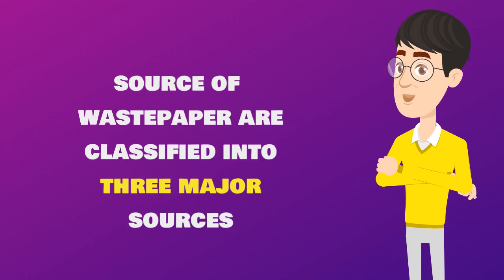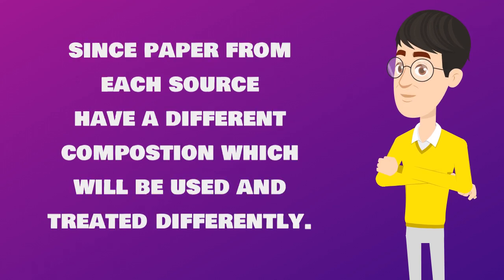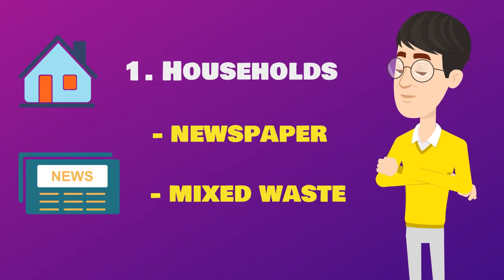Sources of waste paper are classified into 3 major sources. Since paper from each source has a different composition, it will be used and treated differently. The first group is household, which includes newspaper and mixed waste. This kind of paper is mainly bleached pulp and contains a lot of printing ink.